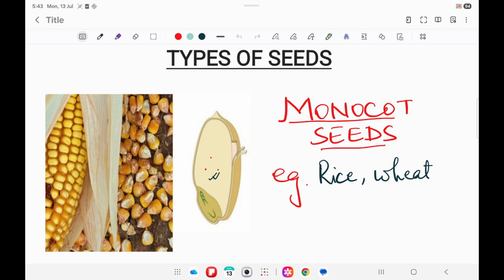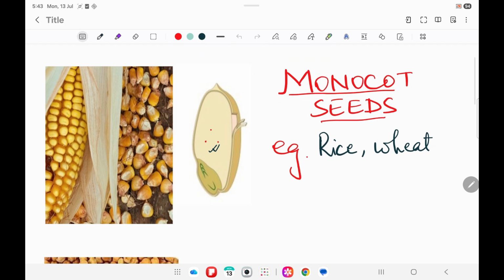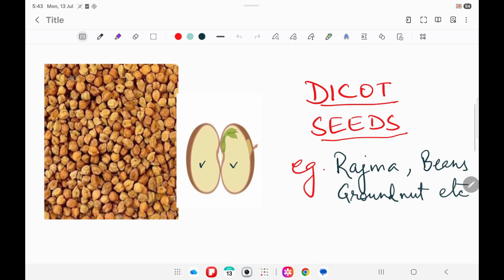We also talked about the different types of seed. When you cannot split open a seed into two parts, it has got only one cotyledon, then it is called a monocotyledonous seed, as in case of rice and wheat. Then we talked about the dicotyledonous seed. When you open the seed, it splits into two parts, and those two parts are called the cotyledons of the seed. The examples of dicotyledonous seeds are rajma, beans, groundnut, etc.